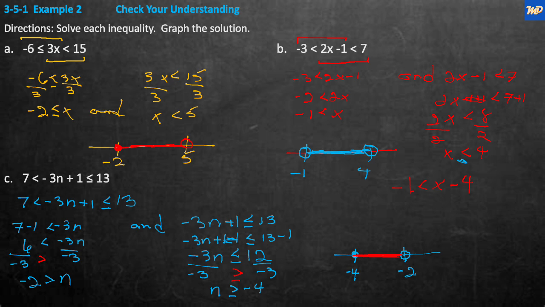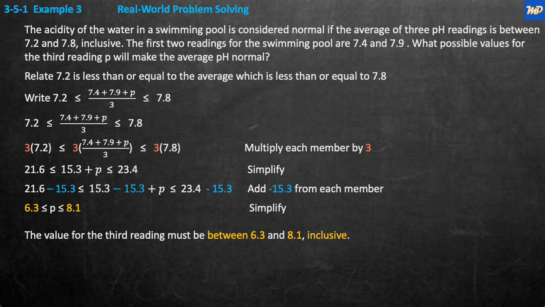So this one up here, you could say that negative 2 is less than or equal to x is less than 5. So I'll write it right here. Negative 2 is less than or equal to x is less than 5. Okay, example 3. It's a real world problem to solve.